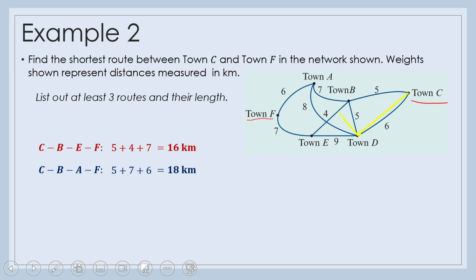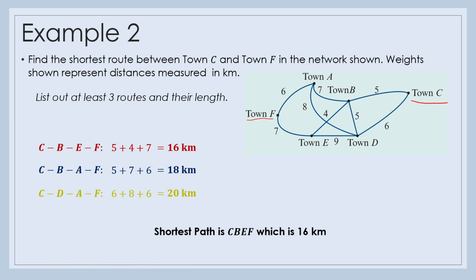Here is another one. The answer for that is 20 kilometres. We could do quite a few more. What about if we went this way, down to here, and up to there? In other words, we went C, B, D, E, and F, which is going to be 5 plus 5 plus 9 plus 7, 16. So that's 26. Now, it's obviously not that one because it's significantly more.